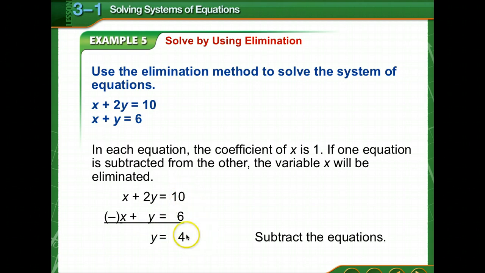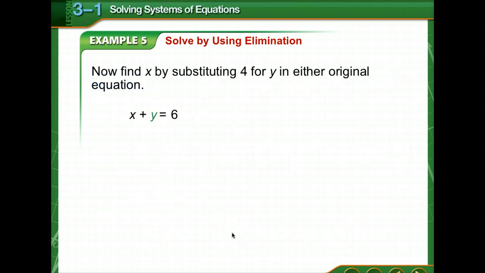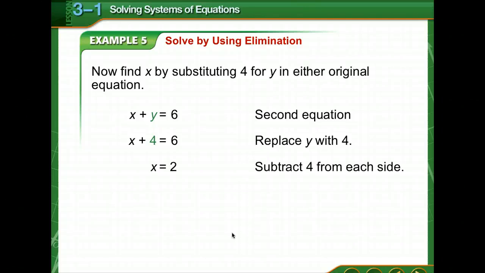So now that we have y is equal to 4, we're going to go back into one of these original equations and substitute it in. It doesn't matter which equation as long as it's the original, and the one with those 1 coefficients are quicker. So our solution is 2, 4.